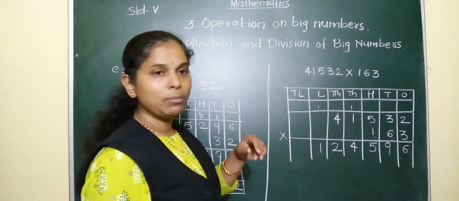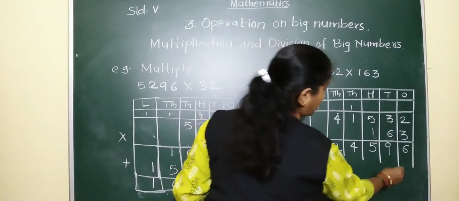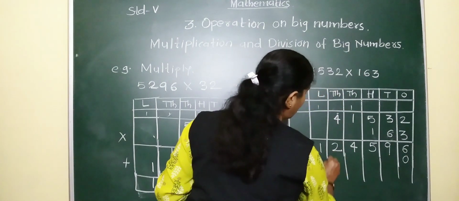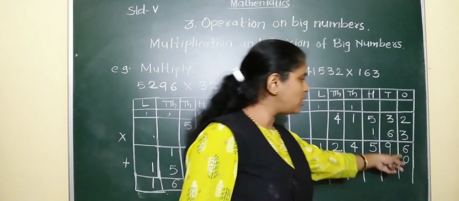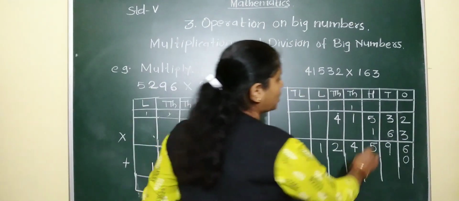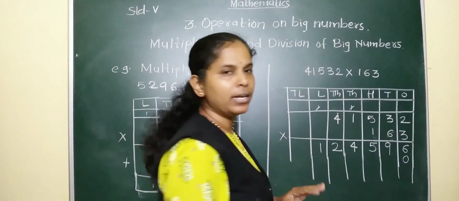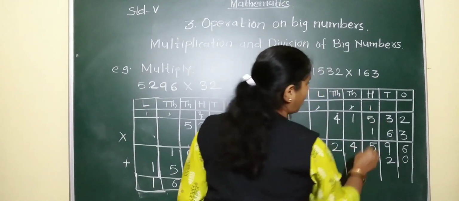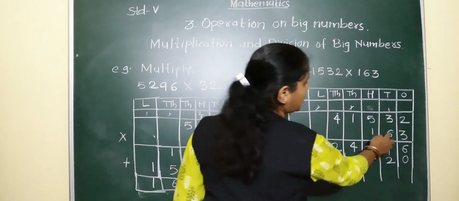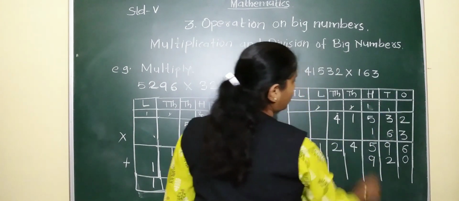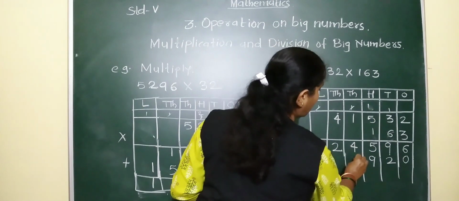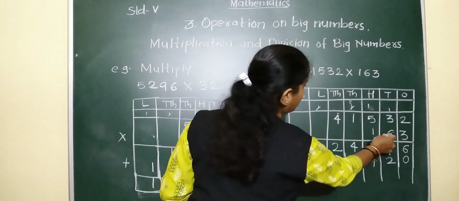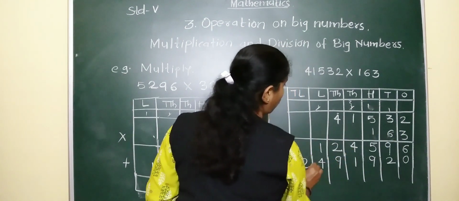Now next we will multiply with the tens place, that is 6. So in the ones place 0 we will write, correct? As we are multiplying with the tens place, in the ones place we have to write 0. So now see these numbers, whatever we carried, we have to cancel. So 6 twos are 12, carry 1. 6 threes are 18 plus 1, 19, carry 1. 6 fives are 30 plus 1, 31, carry 3. 6 ones are 6 plus 3, 9. And 6 fours are 24.